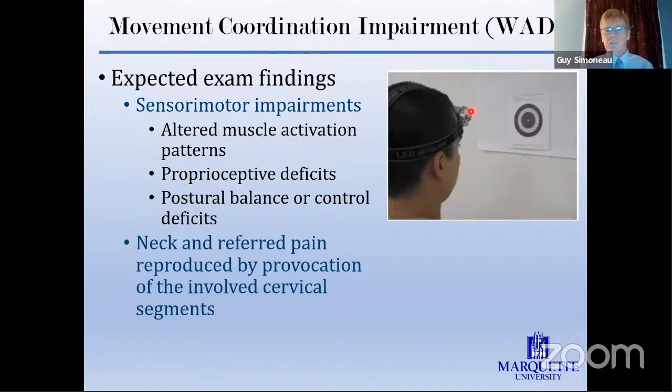You can use a target like this with a laser pointer, have the person aim at the target, close their eyes, move away and come back, and you can measure how far or close they are from the target, and determine if they have proprioceptive deficits that way. Also remember to do some simple things like balance, feet together, eyes open, eyes closed, tandem position of the feet, eyes open, eyes closed, unilateral stance, same idea, to see if they have balance deficits. And also expect that they'll have pain reproduction with testing the segments when you do your intervertebral motion testing.